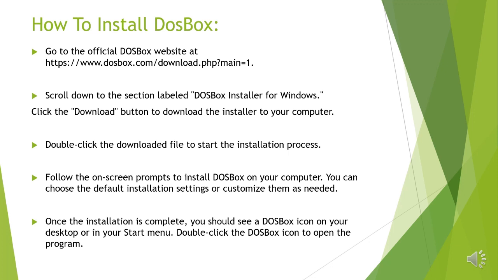Double-click the downloaded file to start the installation process. Follow the on-screen prompts to install DOSBox on your computer. You can choose the default installation settings or customize them as needed. Once the installation is complete, you should see a DOSBox icon on your desktop or in your Start menu. Double-click the DOSBox icon to open the program.